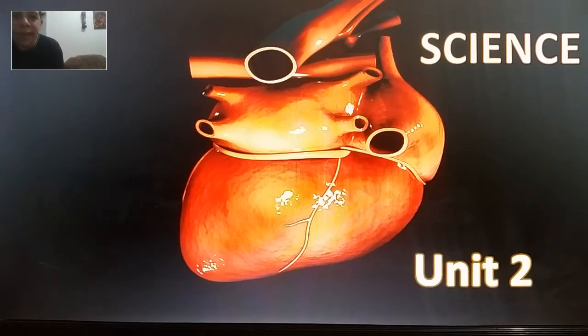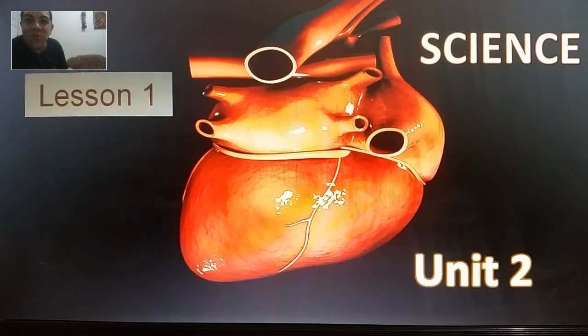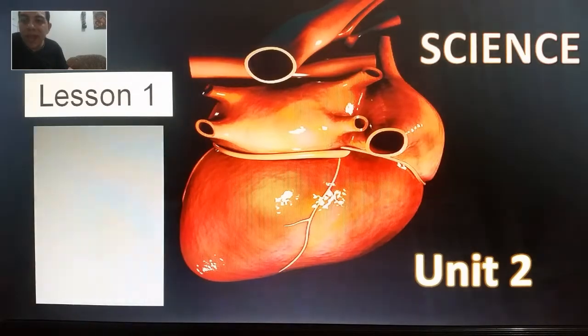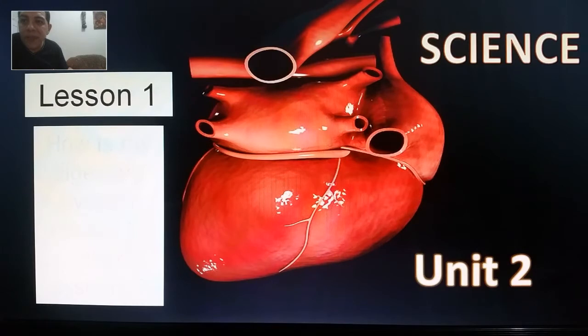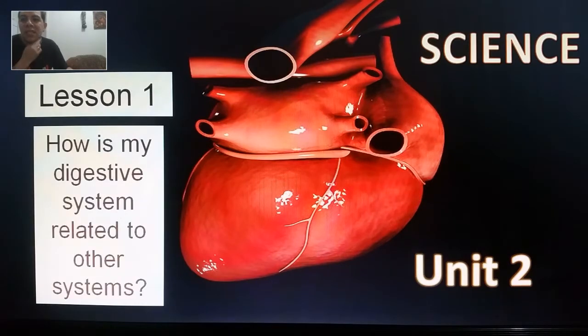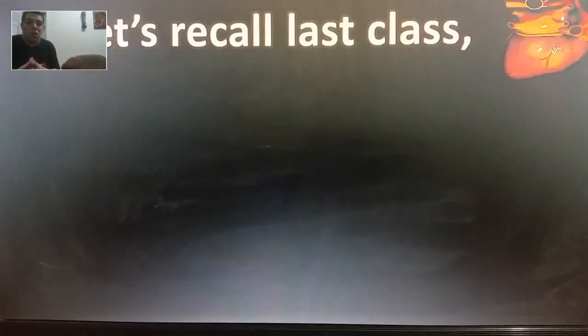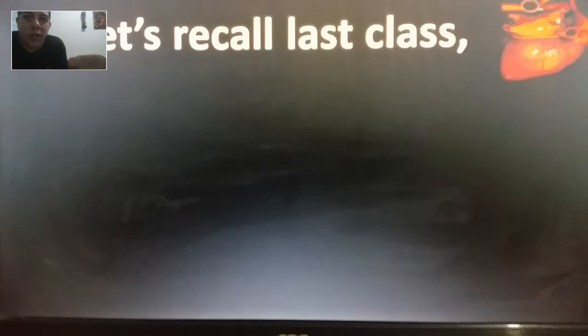So, third graders, we are now on Unit 2, as you know, and we are learning today about Lesson 1 from this unit. And yes, it's about the heart, maybe, possibly. The name of this lesson goes like, how is my digestive system related to other systems? So we learn about the digestive system, and this new one wants you to be introduced to the other systems.